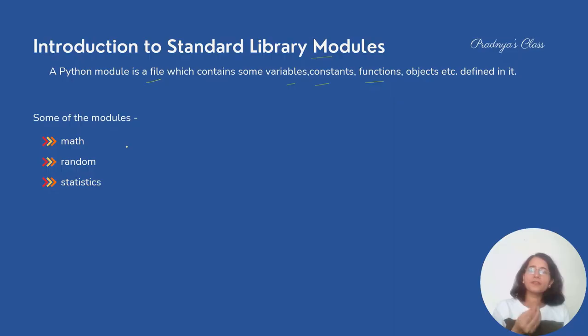So here are some modules that we have to study. The first is math. The math module contains the mathematical functions. There is one more interesting module we are going to study, that is random. It is used to generate random numbers. And the statistics module will have some functions related to stats. So let's discuss these modules in detail.